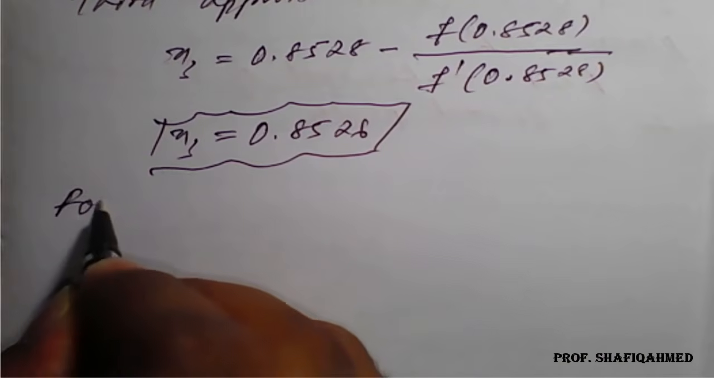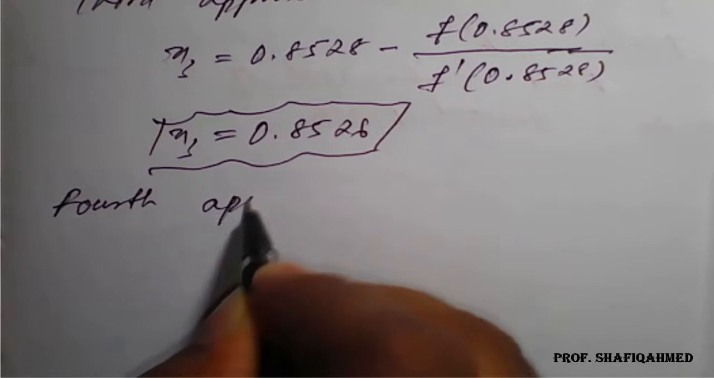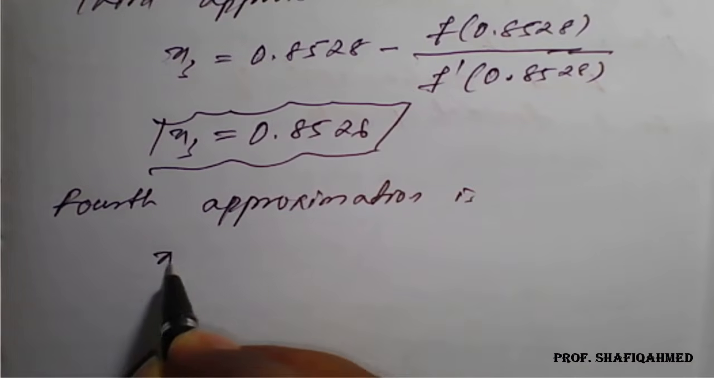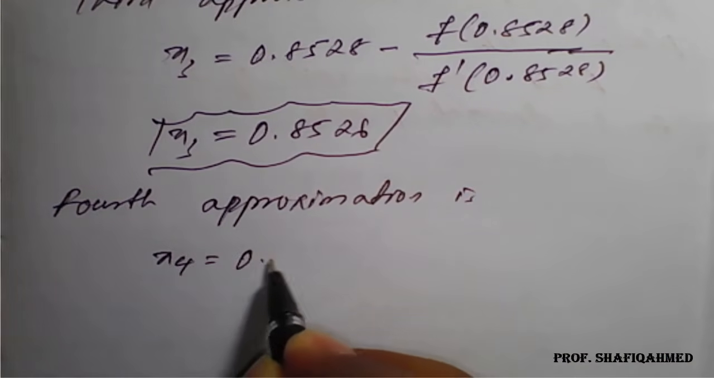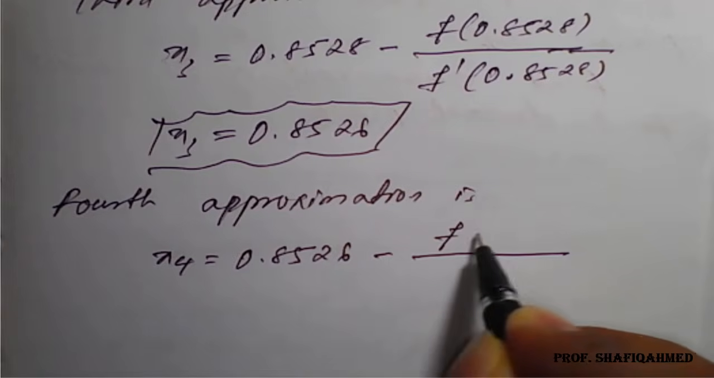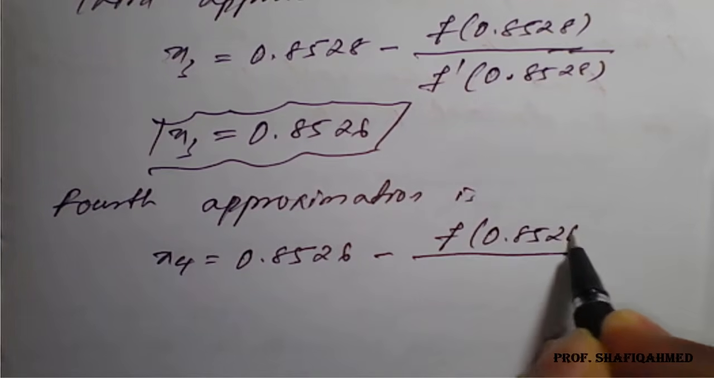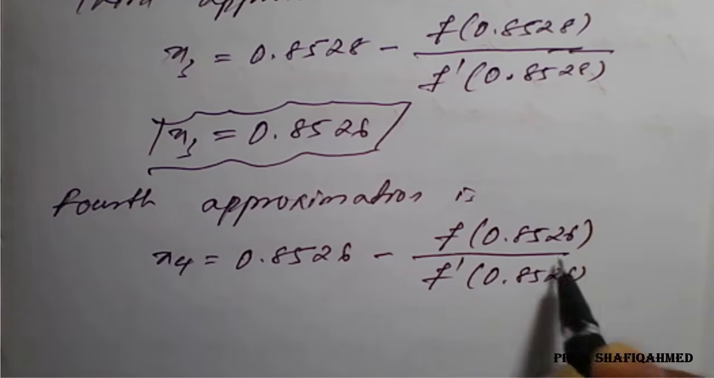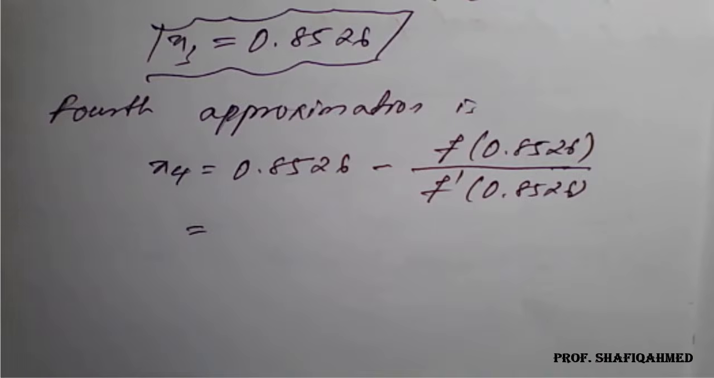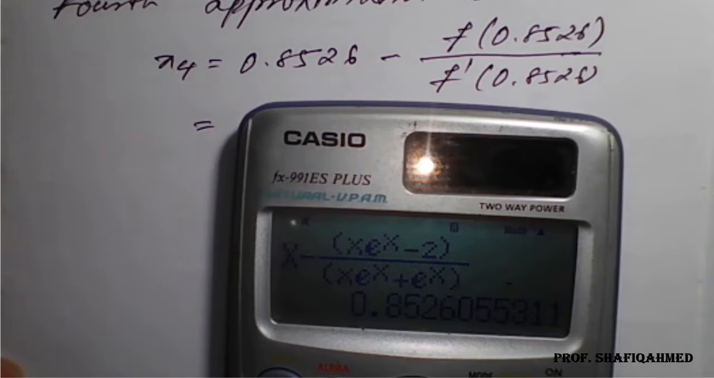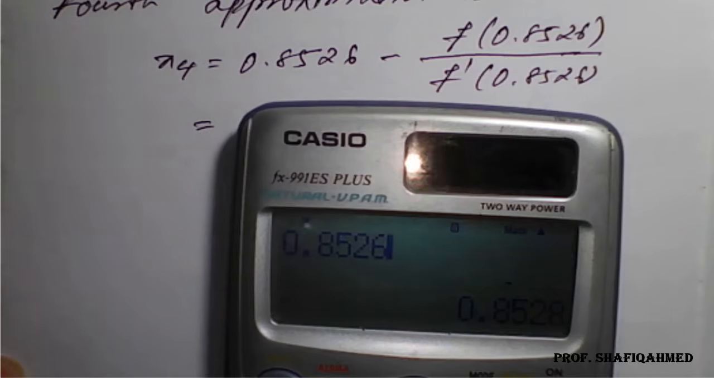Still not satisfied, so I want to go for one more iteration, that is the fourth approximation. x4 is equal to x3 value 0.8526 minus f of x3 divided by f dash of x3, where x3 is 0.8526. Again we'll check using the calculator. If you keep the formula ready, just see how easy it is to calculate. Calc option, 0.8526, and see the answer.